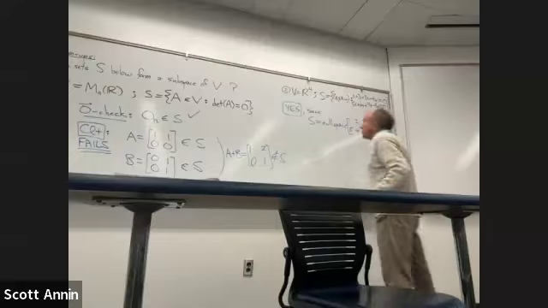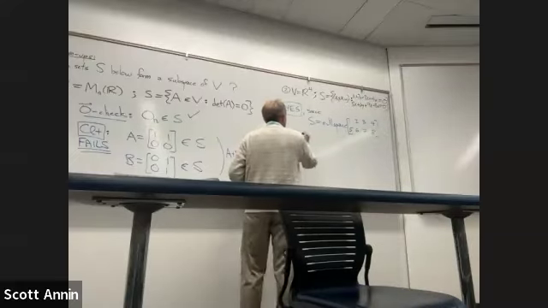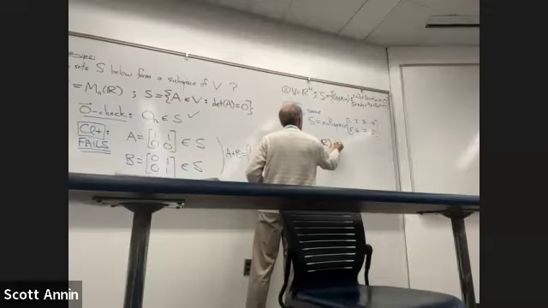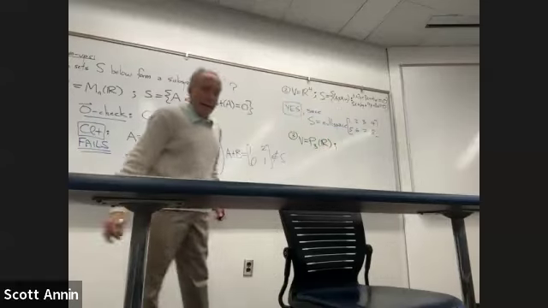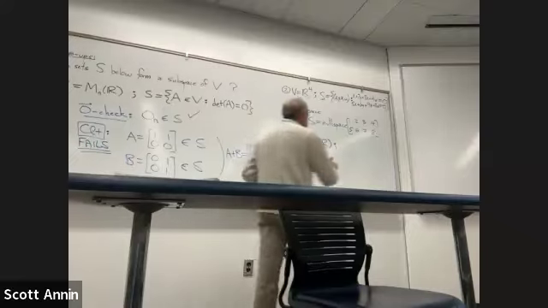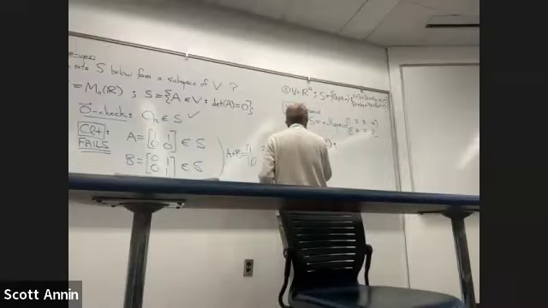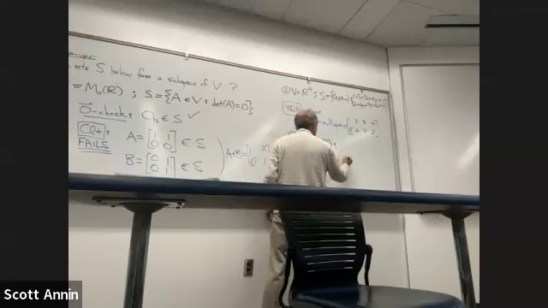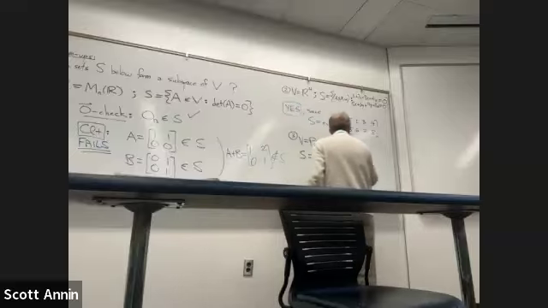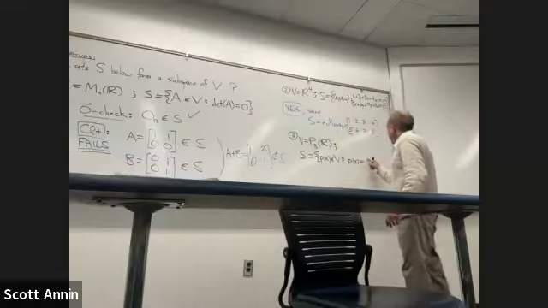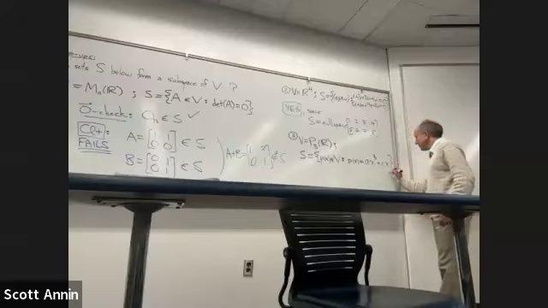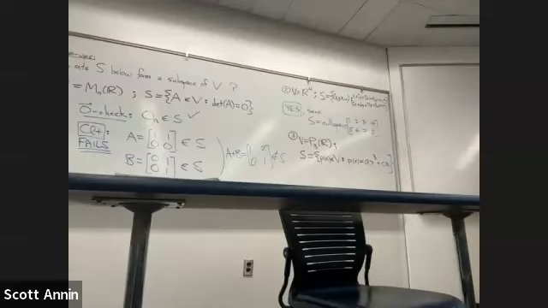So I've got some more examples. Let's go to number 3 here. Let V be P3 of R. And then I'm going to let S, I guess I'll write it right here, be the set of P of X, which is an element of V, such that P of X is equal to AX cubed plus CX.